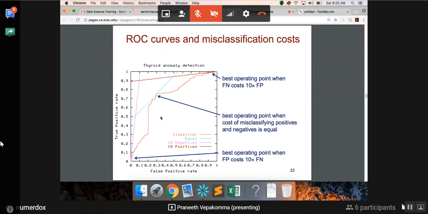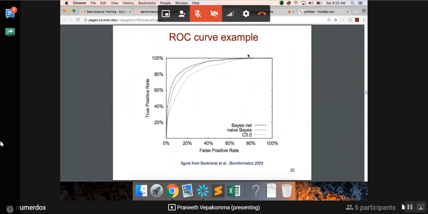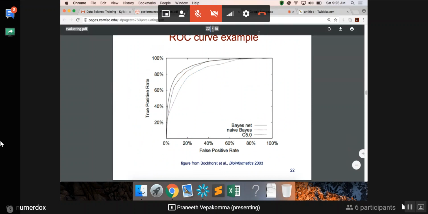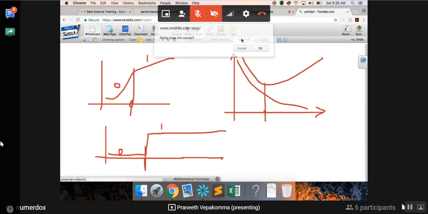So this is basically talking about different kinds of curves and what it means at different points on the curve. If you're here, it means you have very high false positives. Obviously, at the highest point, when both are 100, the ROC curve becomes a straight line, because if I make 100% false positives, then obviously I can also make 100% true positives. I will explain that a little more.